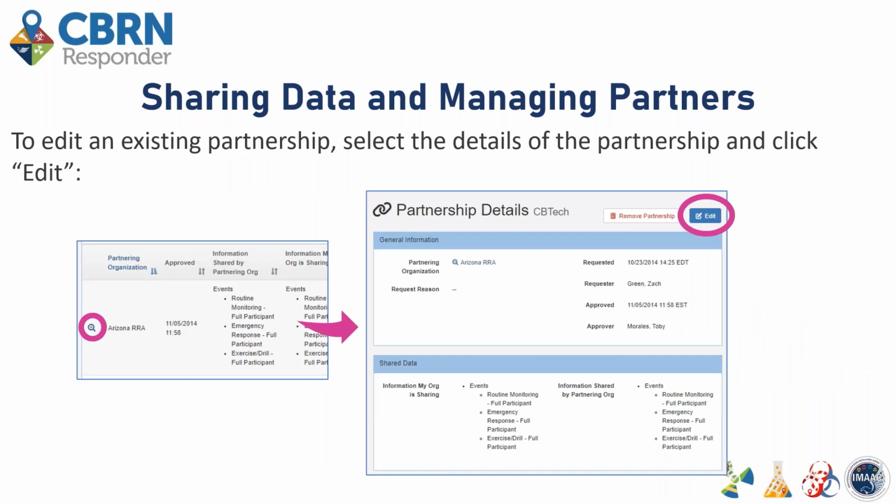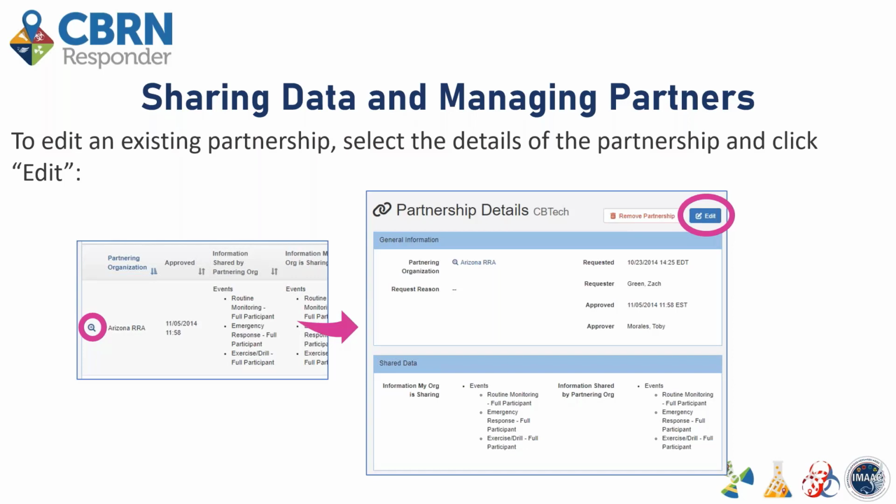If you've had a CBRNResponder organization since 2017 or earlier, or even just for a couple years, we are constantly adding new features that you can share with your partners. So for example, with our latest web release, we now have the option for you to share threshold sets with your partners. So this means that your existing partnerships may very well be out of date.